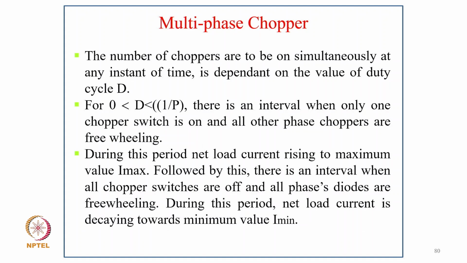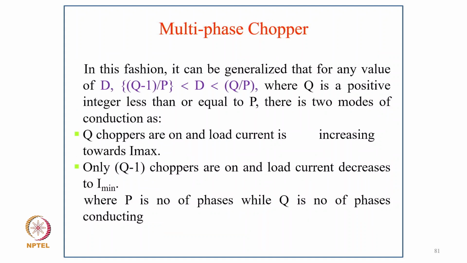The number of choppers on simultaneously at any instant of time depends on the value of the duty cycle. So for duty cycle 0 to 1 upon P, there is an interval when only one chopper switch is on and all other choppers are off, in freewheeling mode, and during this period the net load current rises to the maximum value Imax. Followed by this, there is an interval when all chopper switches are off and all phase diodes are freewheeling. During this period, the net load current decays towards the minimum value I minimum.